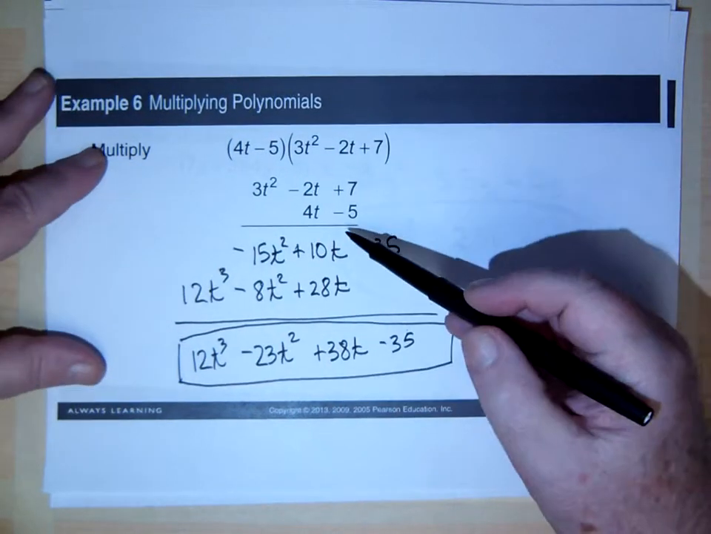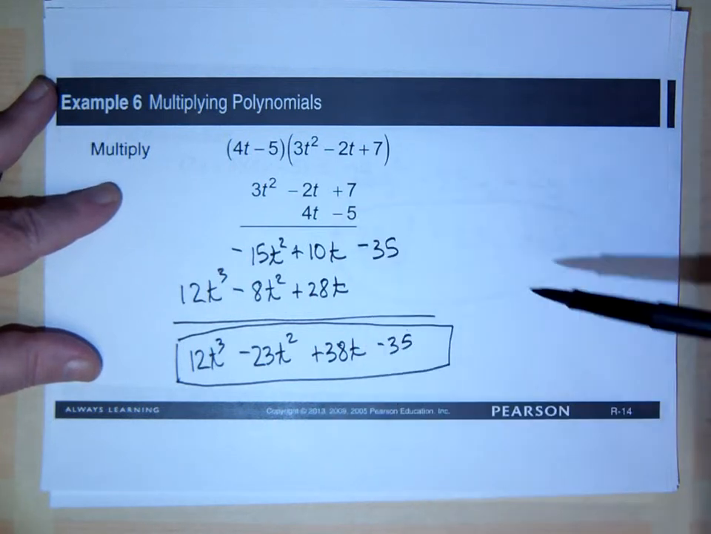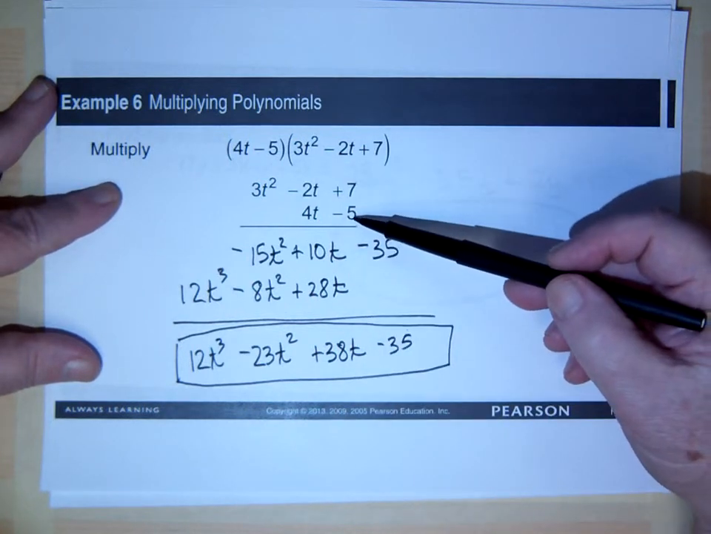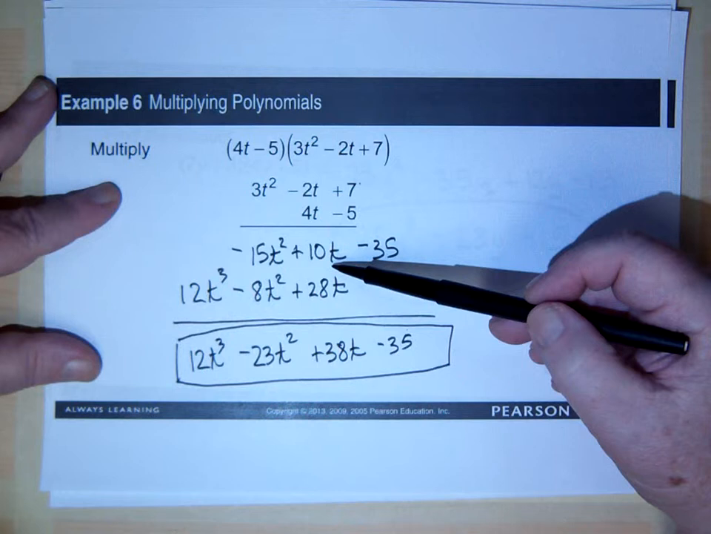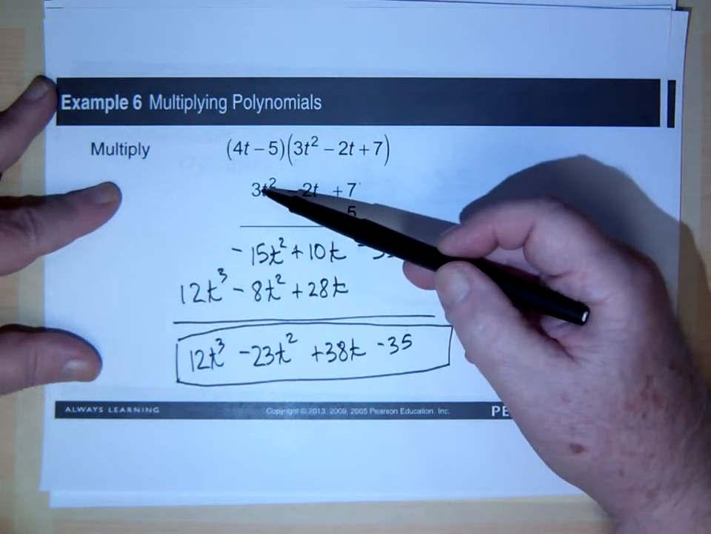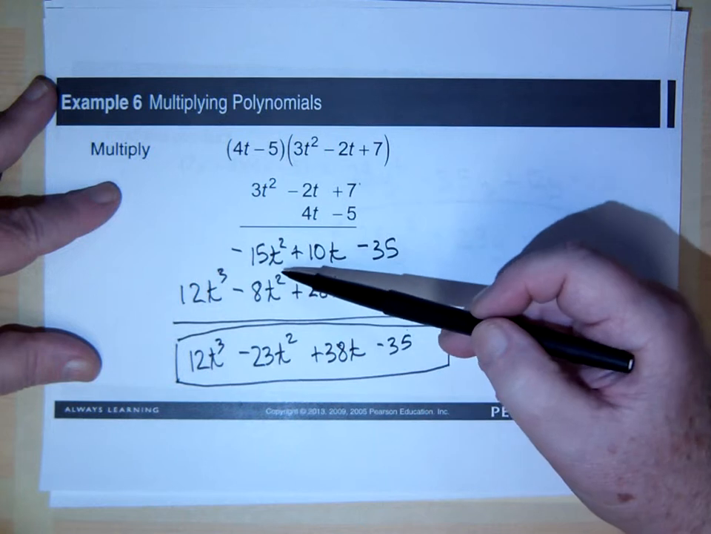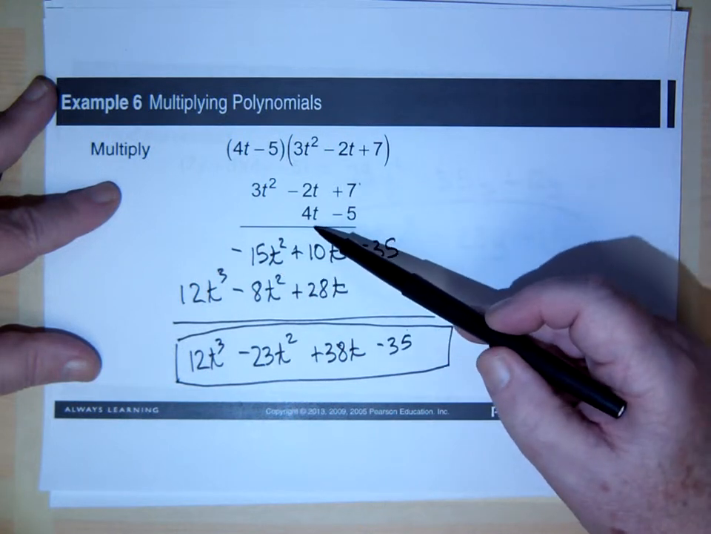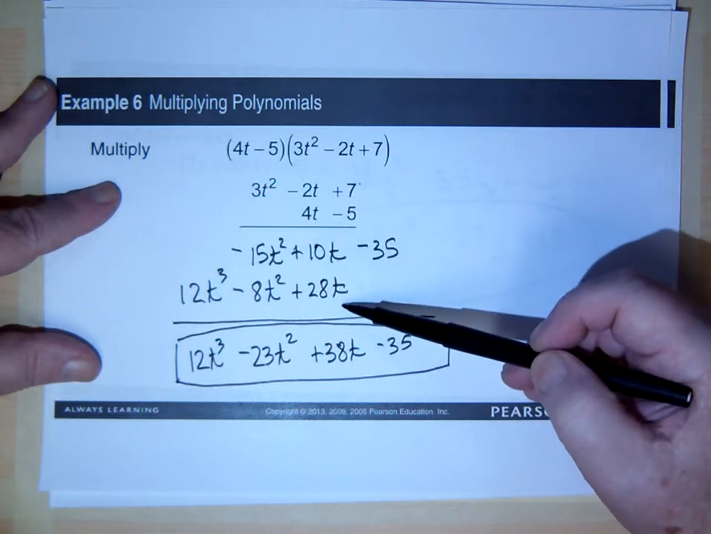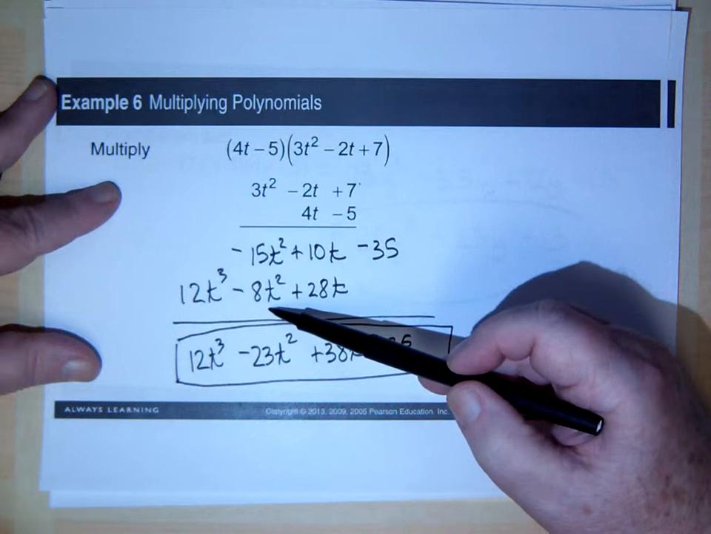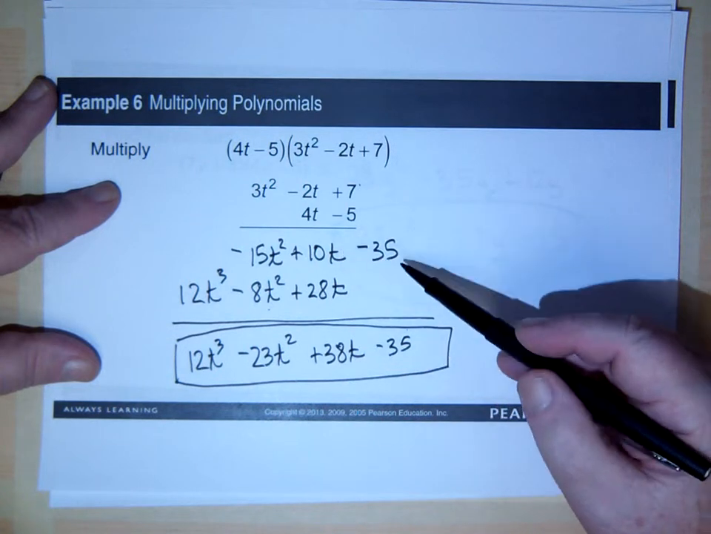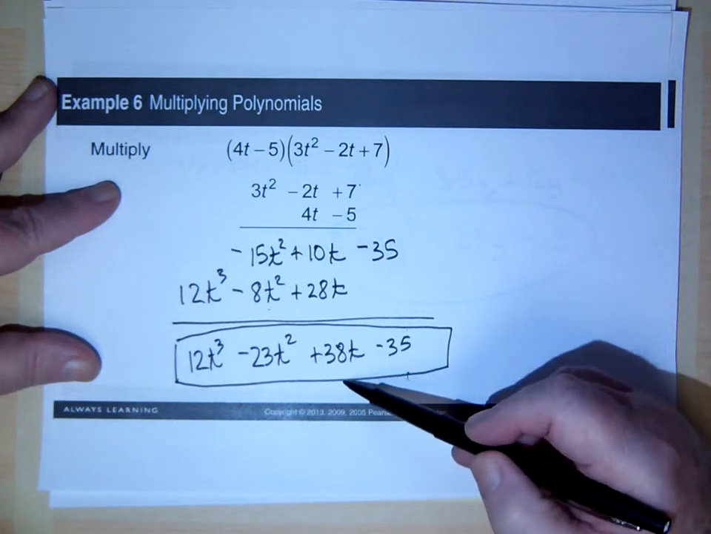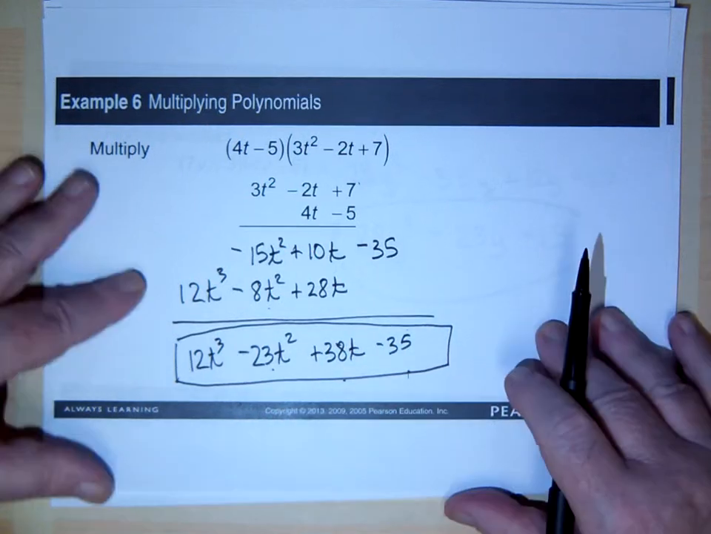Here I'm going to stack these and multiply them. I could just distribute. So minus 5 times that is this. Minus 5 times minus 2t is a positive 10t, and minus 5 times 3t squared is a net of minus 15t squared. Moving to this one, I put like terms under like terms to combine them. That is going to be a positive 28t. That's going to be a negative 8t squared, and that's going to be a positive 12t cubed. So I will add down, and I will get this as the answer.